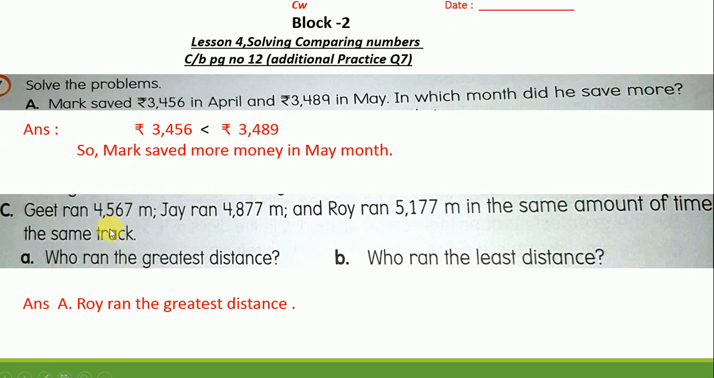The first number has 5 in the hundreds place. The second number has 8. So 5, 8, which is the small one? Yes, 5 is smaller. So 4567 is the smaller number, isn't it? So who ran this much distance? Yes, Geet ran 4567 meters, isn't it? So Geet ran the least distance.